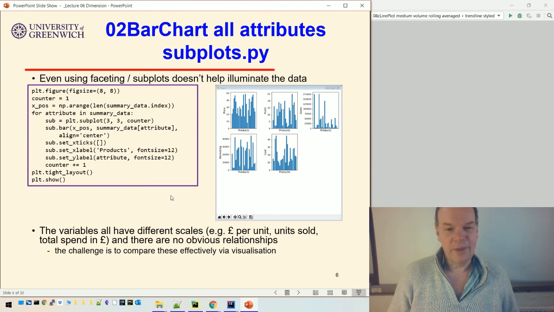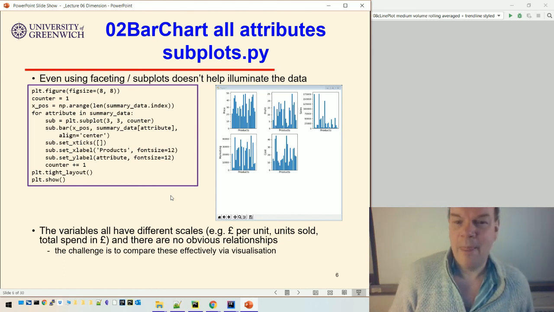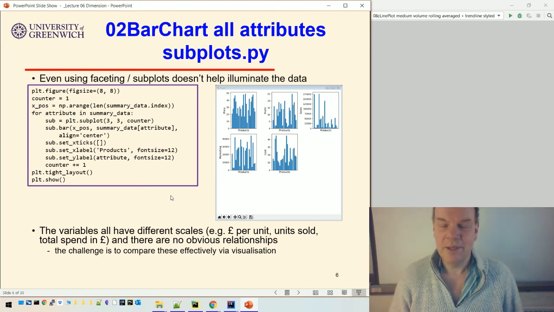So what we're going to have to do in this lecture is try and get more sense of what this data is really telling us, and explore that using different visualizations. Okay, I'm going to finish that video there, and then we'll move on to look at normalization.